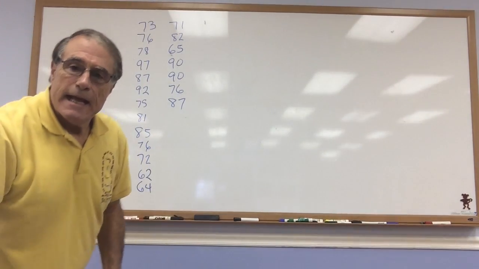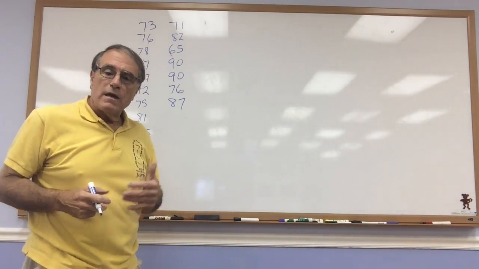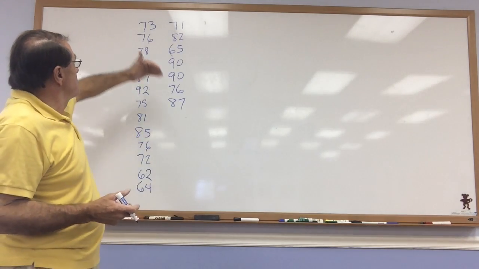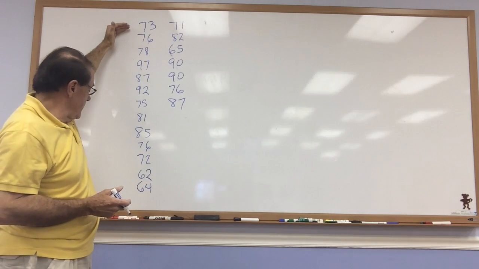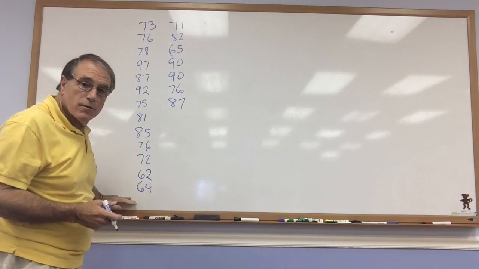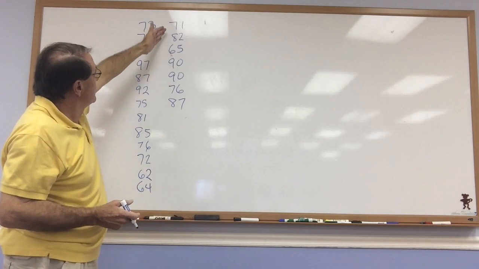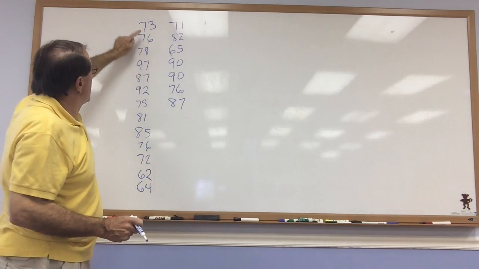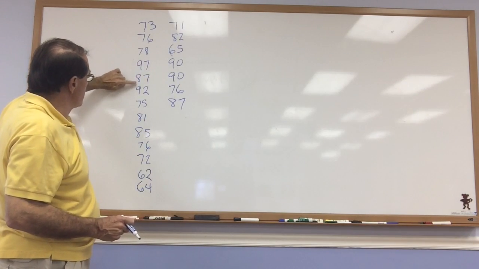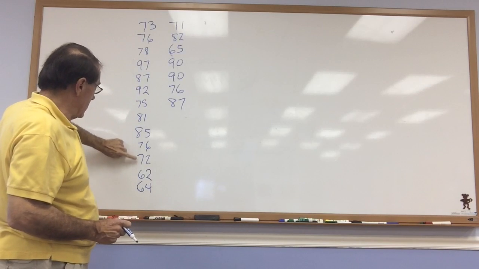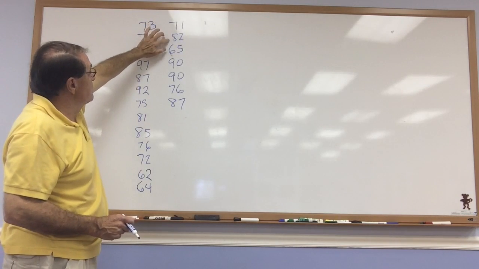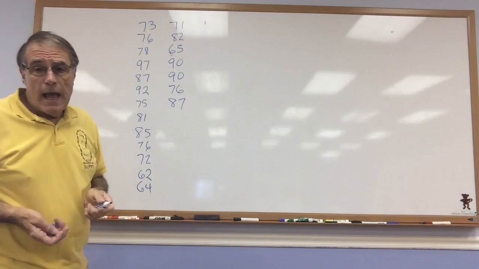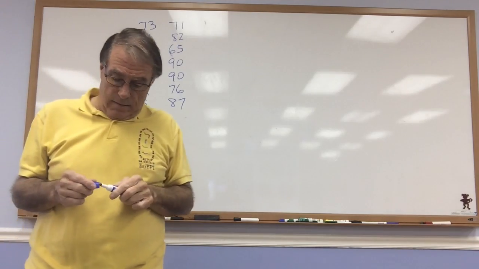Hello. In this video, we've taken some test scores. The test scores range from a 73 down this first column to a 64, here from a 71 down to an 87. I have 1, 2, 3, 4, 5, 6, 7, 8, 9, 10, 11, 12, 13, 14, 15, 16, 17, 18, 19, 20 test scores. And I've collected this data.